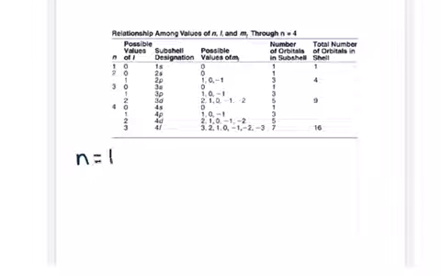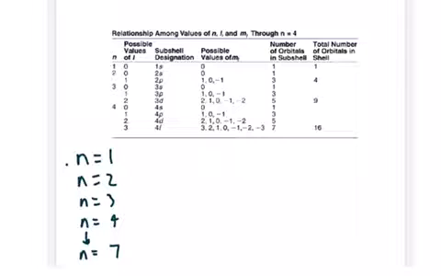N can equal 1, 2, all the way up to 7. Now, hypothetically, it could go further. It can go to the 8th. But as of now, we've only had 7 energy levels discovered, so N will go up to 7. If you recall, energy content increases as you get further away from the nucleus.